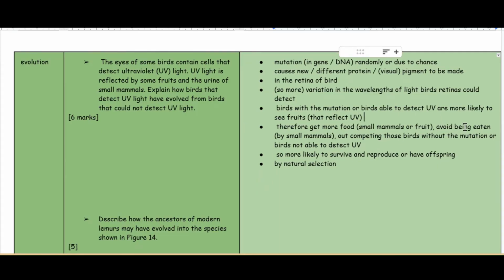So some mammals or fruit, and they actually avoid being eaten by small mammals because they can see their urine. So they are out-competing the birds that do not have the mutation. So this mutation has benefited those that have received it by chance. And therefore they are more likely to survive and reproduce and have offspring by natural selection. So hopefully you can see you've got mutation, which leads to the physical change, which leads to either being a benefit or a detriment, and a survival advantage, which leads to natural selection.